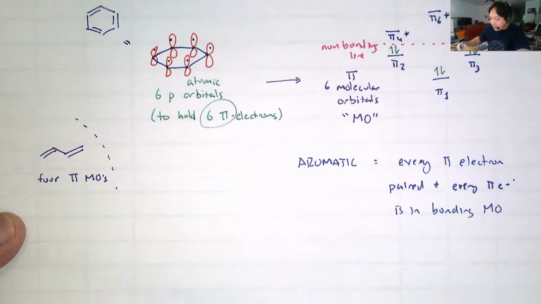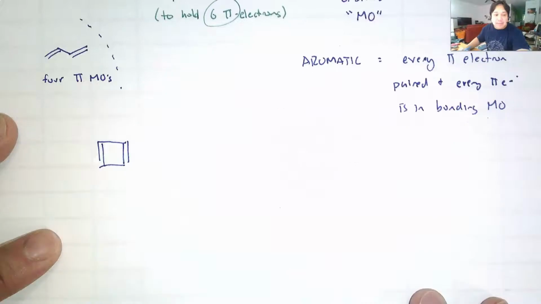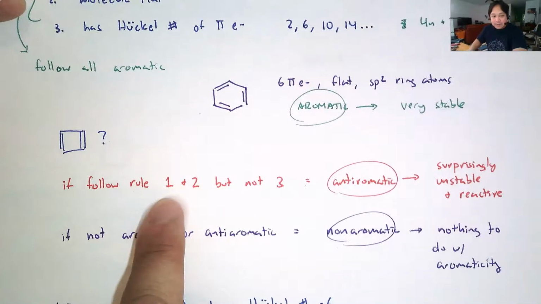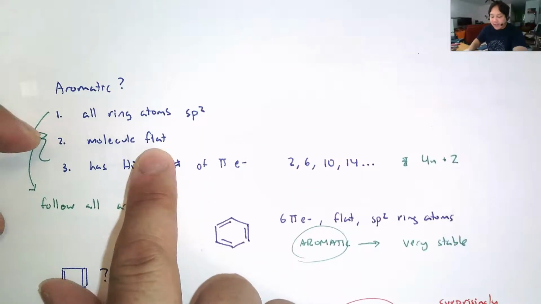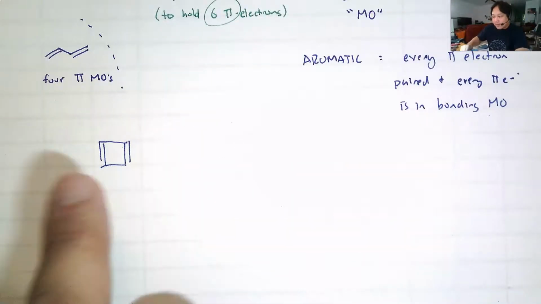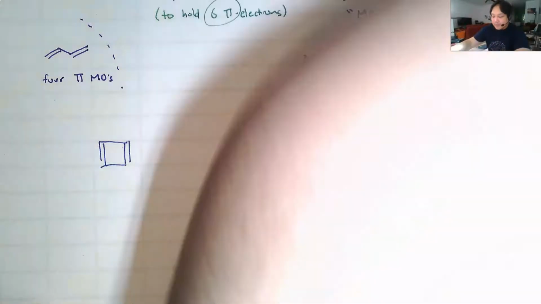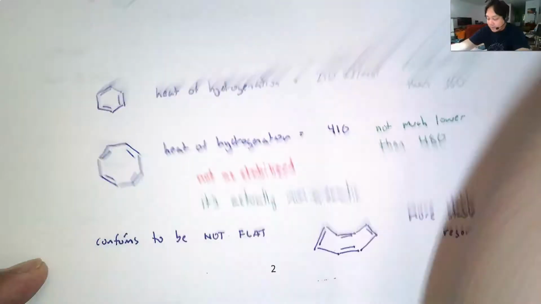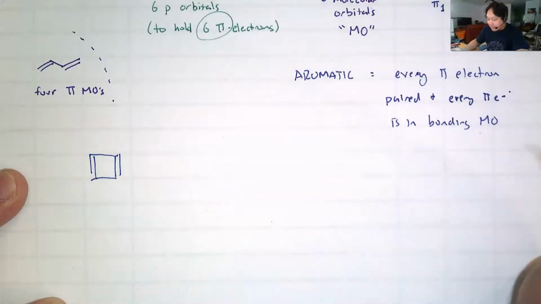Let's take our classical anti-aromatic molecule. Now we know this is anti-aromatic because it follows rule 1 and 2 from the last video. It's all sp2. It's relatively flat. I know you could pucker a square, but it's flat enough that we're going to consider it flat. It cannot do what cyclooctatetraene can do. It cannot form a boat. So this is anti-aromatic. But how do I show that with MOs?